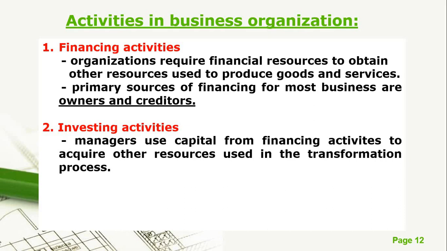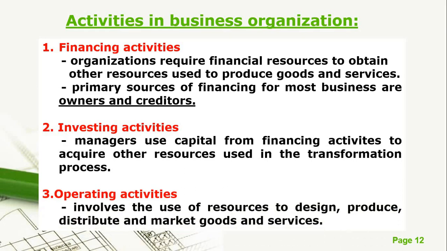Okay? For example, it had land but sold it. That is still an investing activity. It had a machine and sold it because it wants to buy a new one. The machinery it sold is still an investing activity. Now, lastly is operating activities. These involve the use of resources to design, produce, distribute, and market goods and services. Okay? So operating activities are the actual activities of the business.